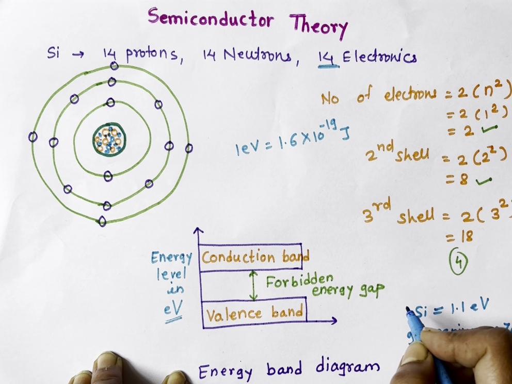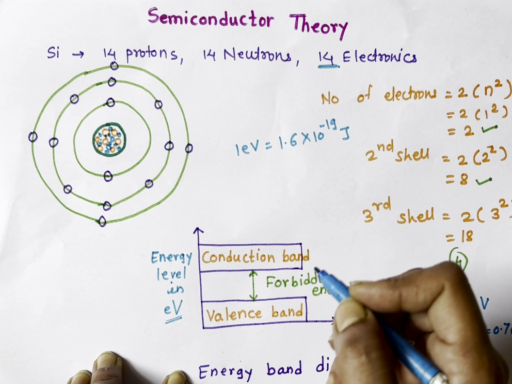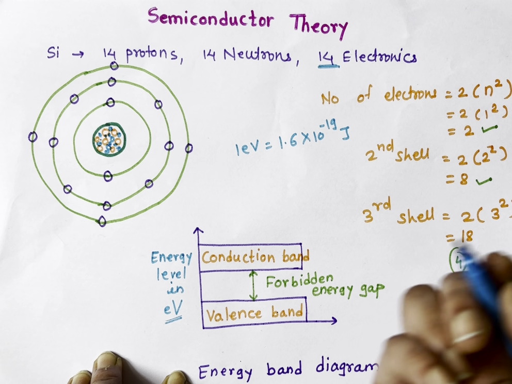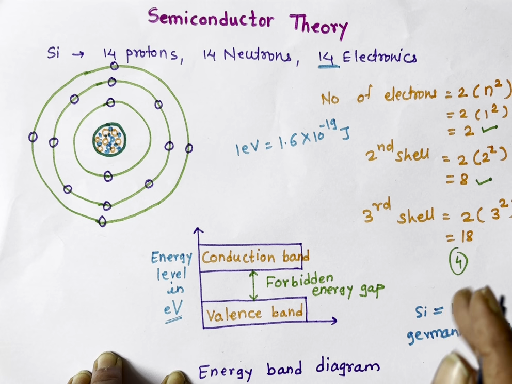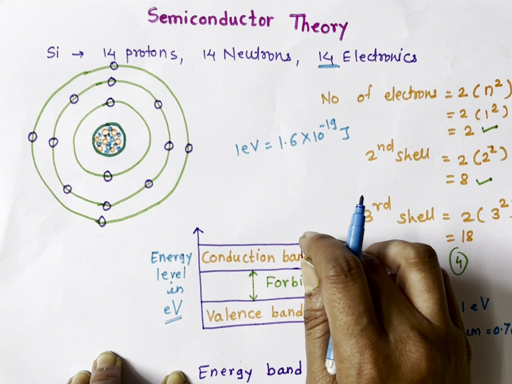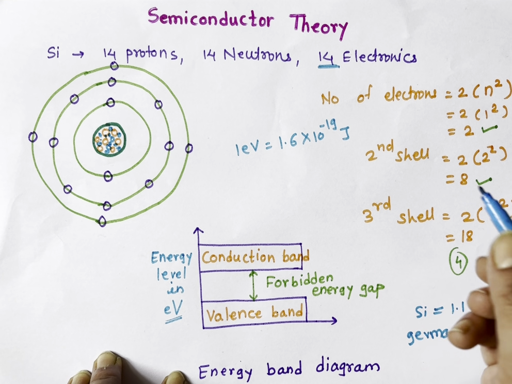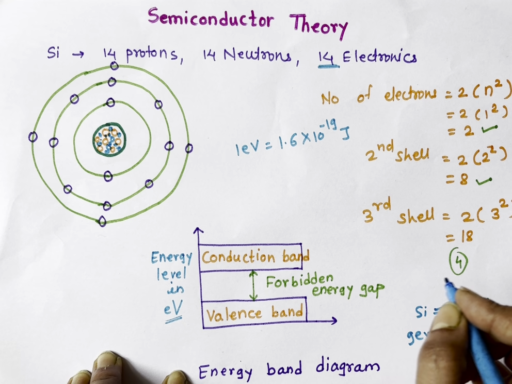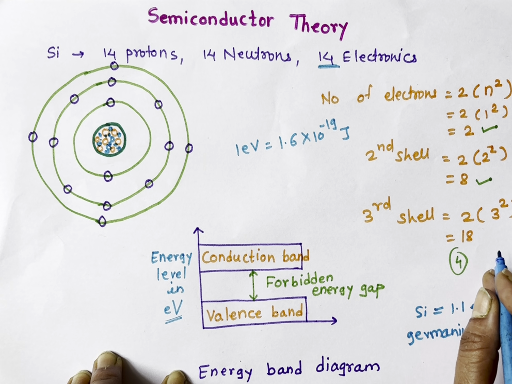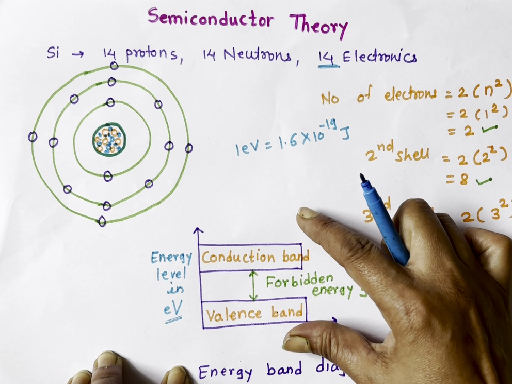So if the band gap of silicon is 1.1 electron volt, that means an electron needs that much energy to move from the valence band to the conduction band. Whereas in the case of an insulator, they need more energy to jump from the valence band to the conduction band. And this energy can come from heat, light, or an electric field. So in insulators, this energy is very high.